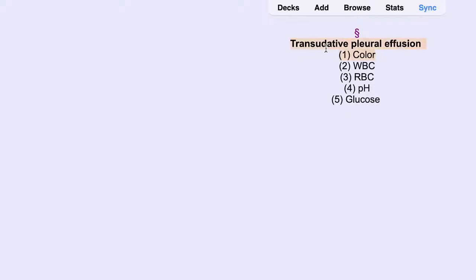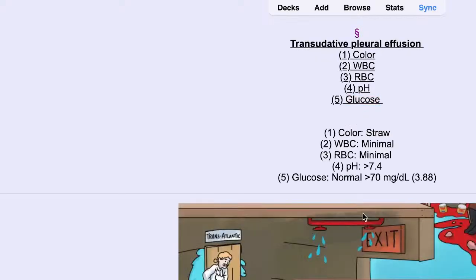Color of the transudative one, the WBCs, the RBCs, the pH, the glucose. Let's go. So color is kind of straw. They don't talk about anything else. WBC they don't talk about. RBC you don't see any. pH I don't see anything there. Glucose kind of seems normal.